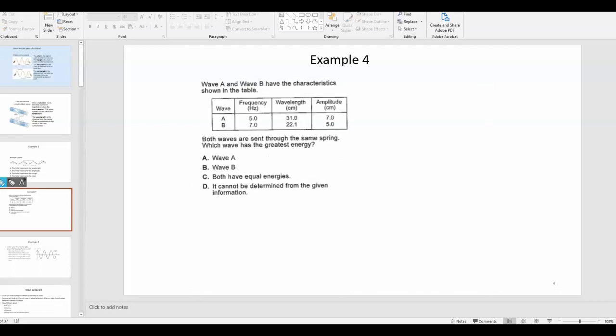Okay, so in order to answer this question, you need to know which of these properties, frequency, wavelength, and amplitude, which of those has to do with the energy stored in a wave. And we talked about this in the notes in the last video, but the answer to that question is amplitude. Amplitude corresponds to energy in a wave, and so whichever one has the greatest amplitude is also going to have the greatest energy. And we can see, looking at the amplitude, the one with the biggest amplitude is wave A, and so that is the answer.